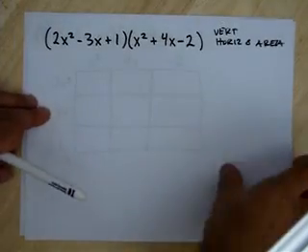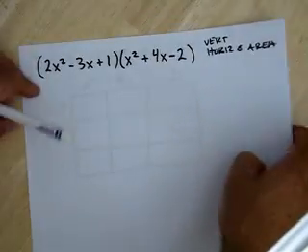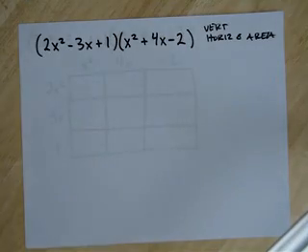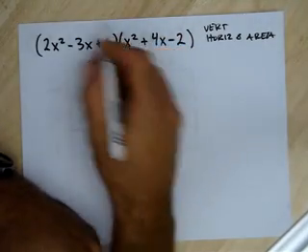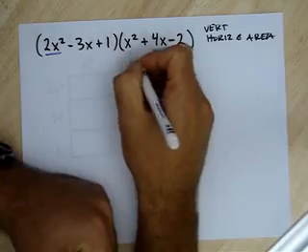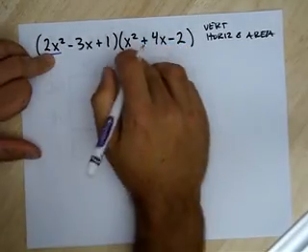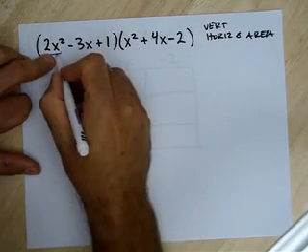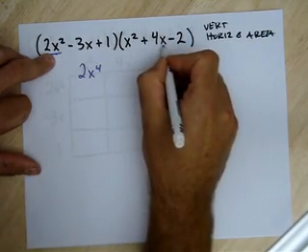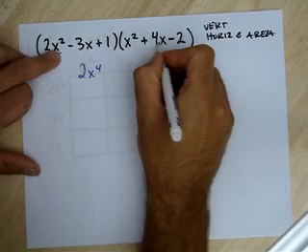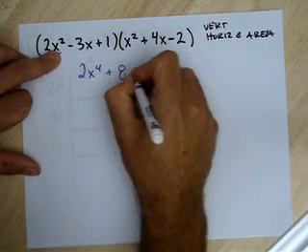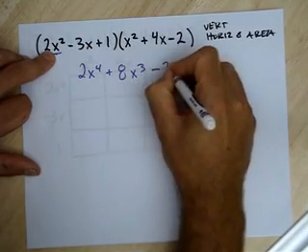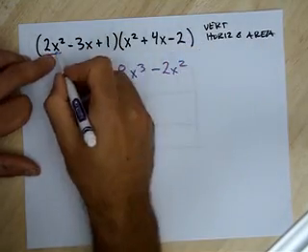Whoa! We're multiplying two trinomials. Holy moly! Let's do it, man. Let's do this polynomial. Wow. Alright. I'm going to start with this 2x squared, multiply it through. 2x squared times x squared is 2x to the fourth. 2x squared times 4x. 2 times 4 is 8. Positive 8x cubed. 2x squared times negative 2, negative 4x squared. Good, I got that through.